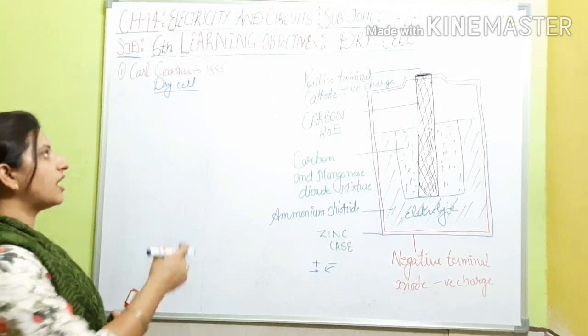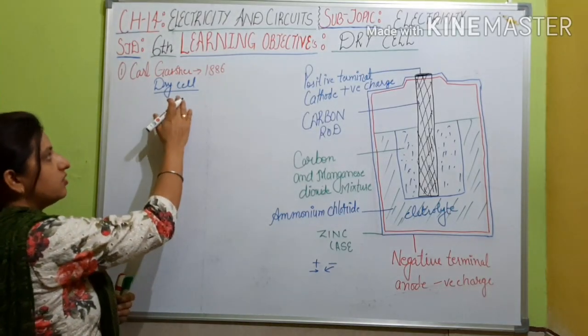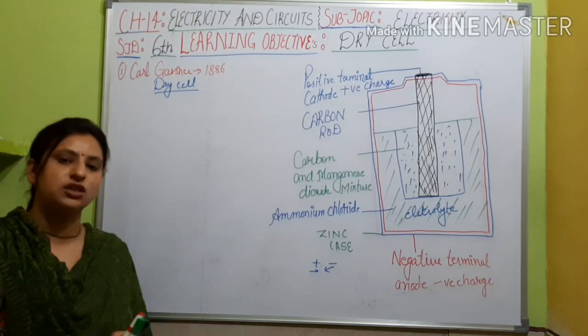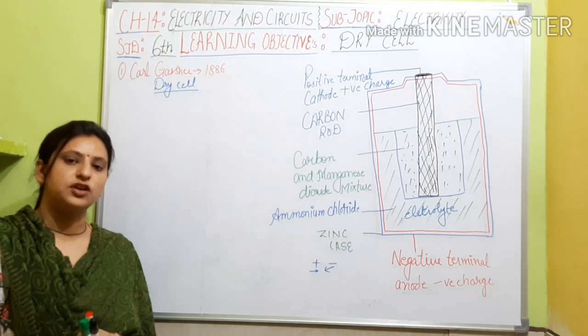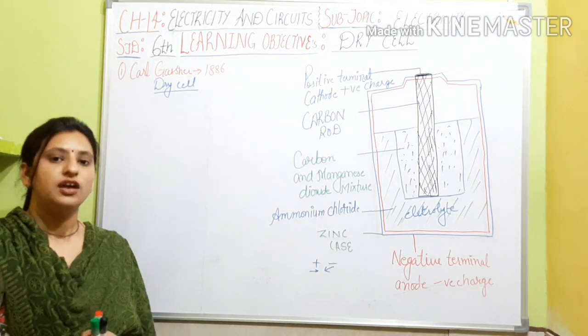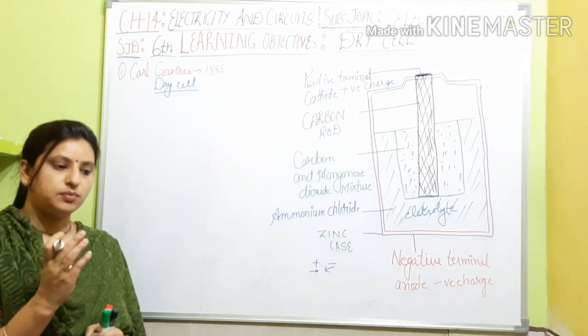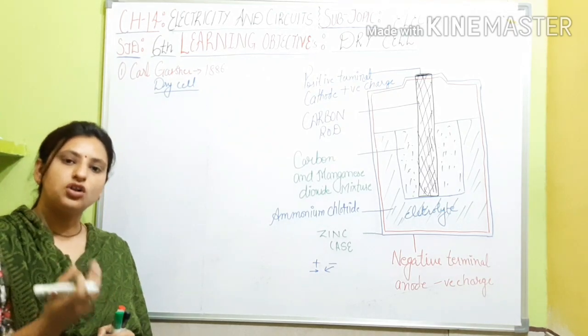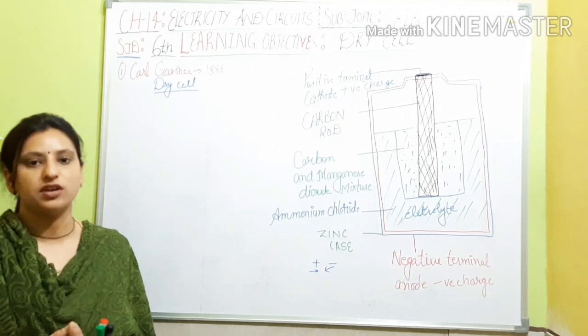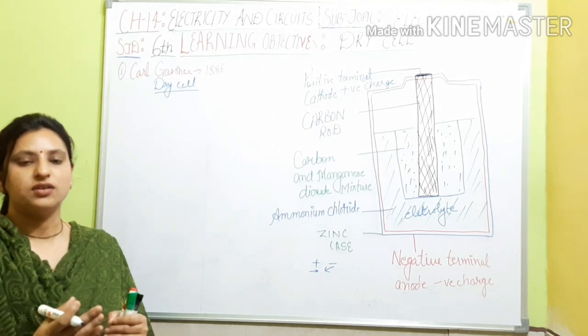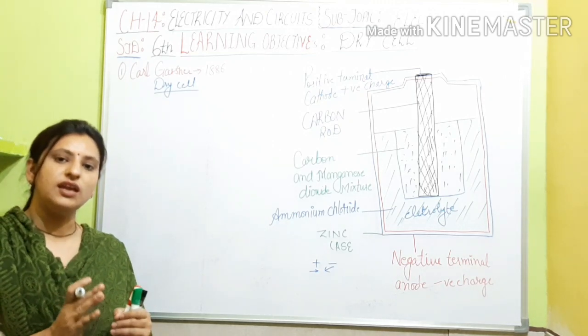So when Carl Gassner gave the dry cell, it was a new revolution in the field of physics and electricity, that now we had a cell which gives a continuous supply of energy for a short time, and we can use it very easily.